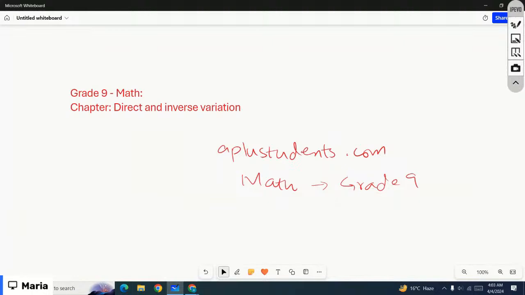We're going to start with the chapter direct and inverse variation, and we are going to start with the lesson direct variation. So please make sure you have your notebook and pencil so that you can note down the important examples and definitions as well, right?